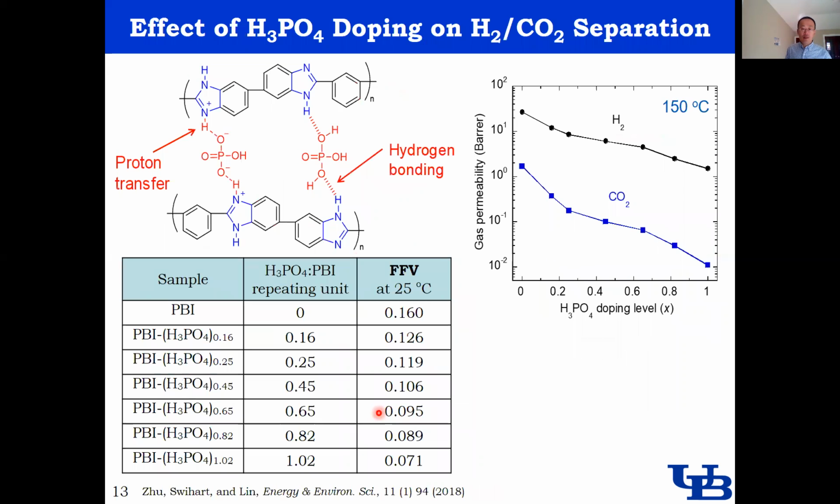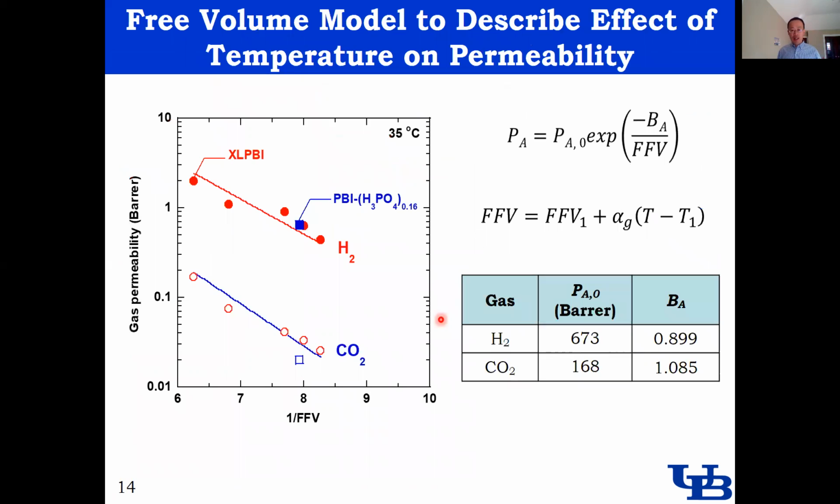We also look at the cross-linking with phosphoric acid. This acid has multiple protons that could have proton transfer or hydrogen bonding that could bring PBI polymer chains closer. So we look at the effect of cross-linking density or acid doping level on gas permeability. We could also calculate the fractional free volume. So we have this set of data, and we could start looking at the modeling.